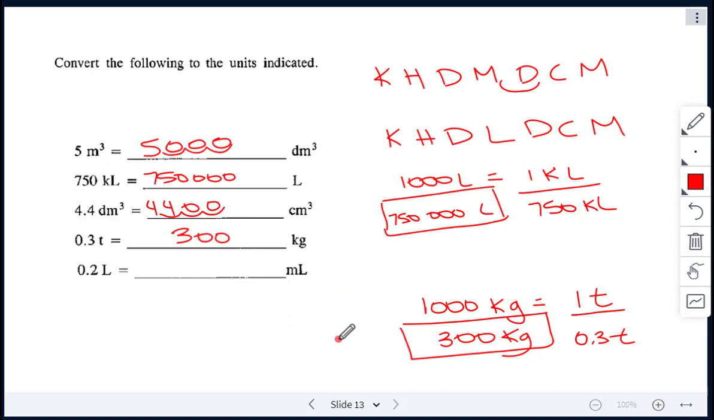And then lastly, we're going from liters to milliliters. So here is liters, and here's milliliters. So it's 1, 2, 3 to the right. So 0.2, and then 3 to the right. So 1, 2, 3. Fill that in. So we get 200 milliliters. All right, so that is where we will stop for today.